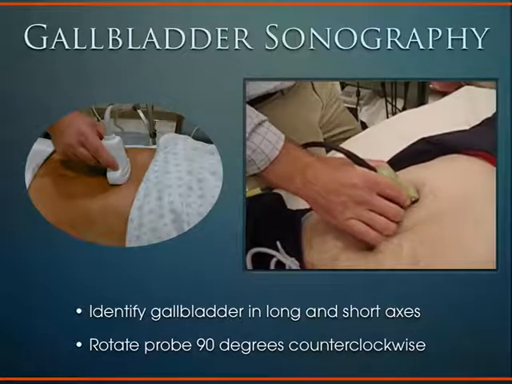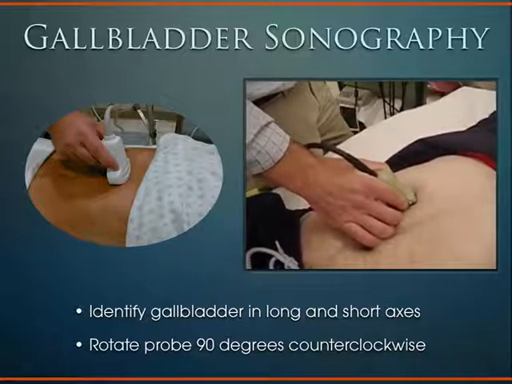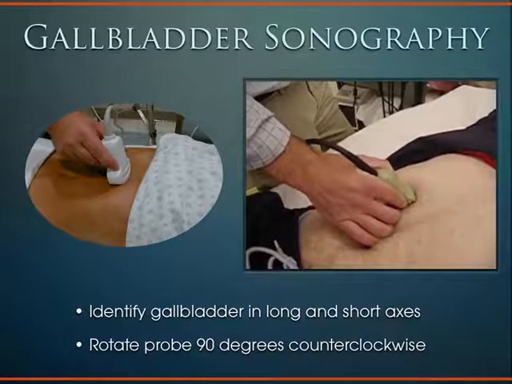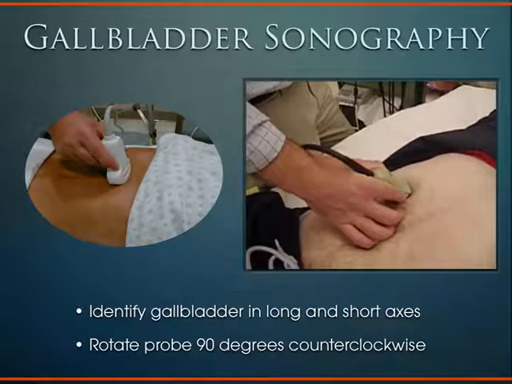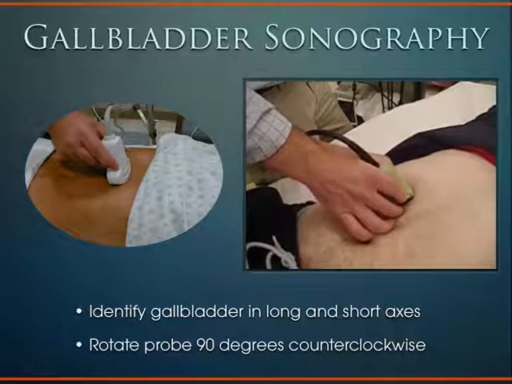Once you image the gallbladder in the long axis, you also need to view it in the short axis. Once you do get the gallbladder in the long axis, you're going to fan through the gallbladder like so, making sure you catch the entire gallbladder, looking for any type of pathology.